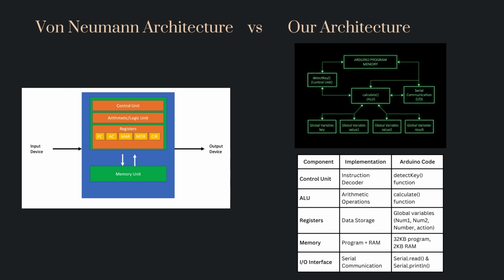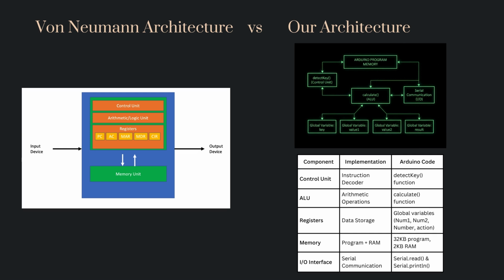Now we will see how it works together. When the user clicks a button on the web interface, the JavaScript sends the character via the USB serial port. Then the Arduino receives it in the loop function. The control unit decodes the instruction. If it's a digit, the accumulator stores it. If it's an operator, registers are configured.